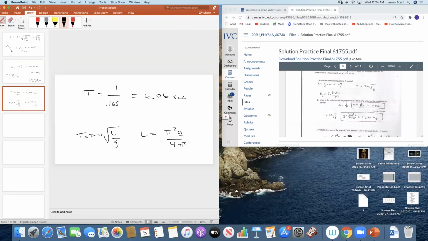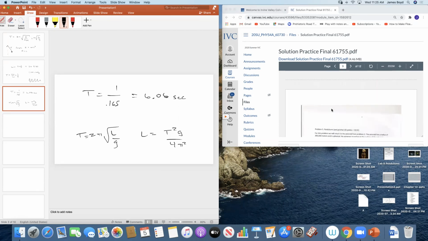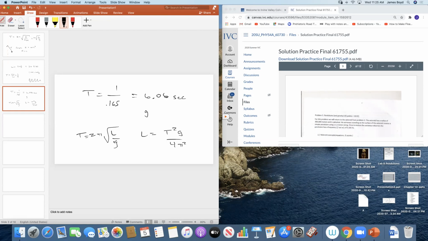So you can put the period in there, and actually we solved for G in this problem. So we were given the length as 1.5. Sorry, I forgot we were solving for G. If I solve this for G, I can see easily that this is 4 pi squared L over T squared. And that gives me G on the surface.